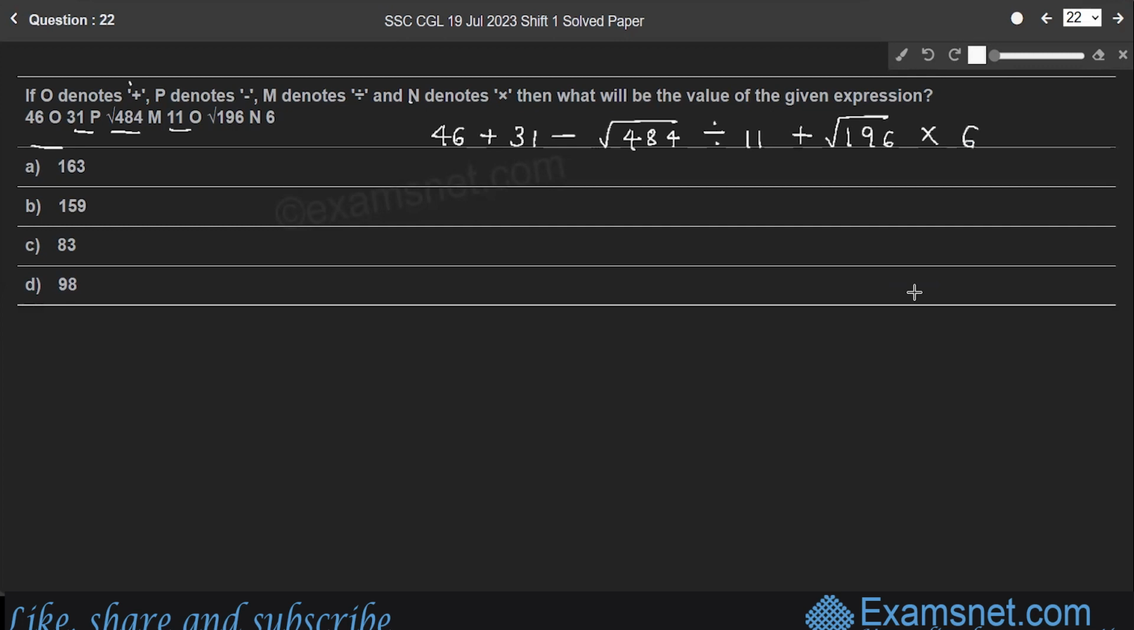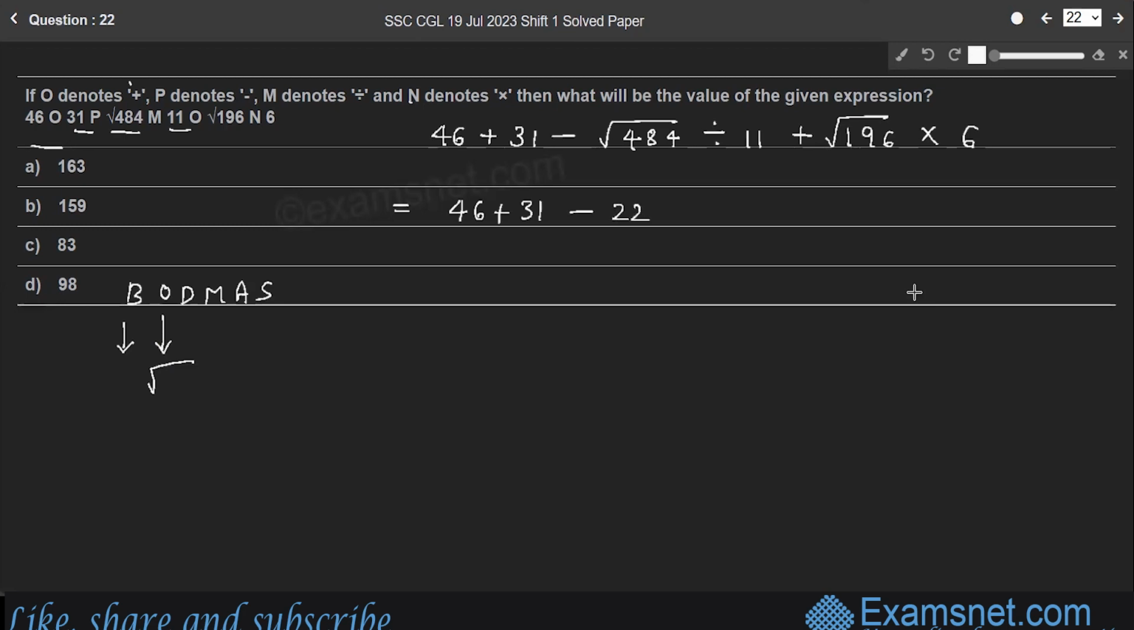So let us find the value of the expression here. So here, students, we are following the BODMAS rule, right? So accordingly, remove the brackets first. There is no bracket to remove. So next comes of part. So here is a square root part, right? There are two parts here, square root parts. Let us go for that first. So 46 plus 31 minus root of 484 is 22, right?